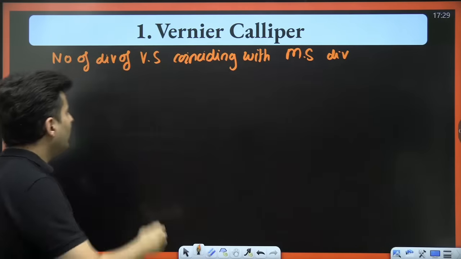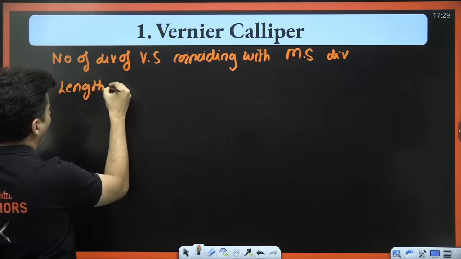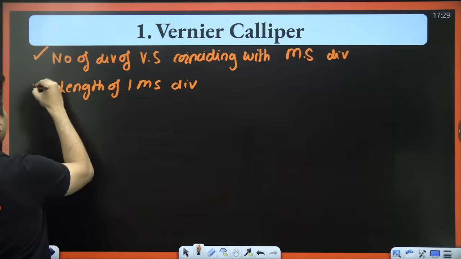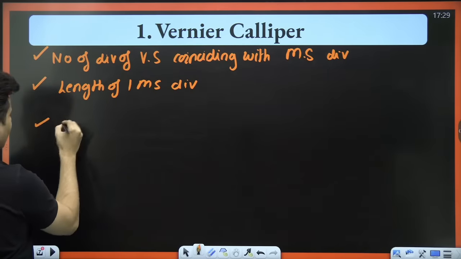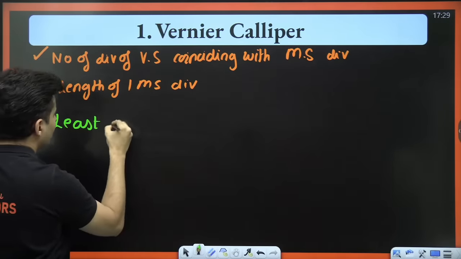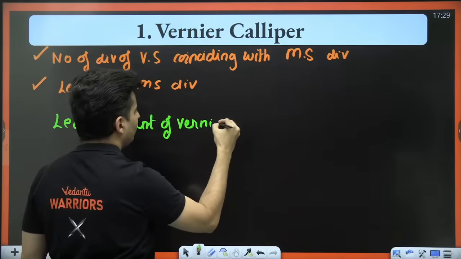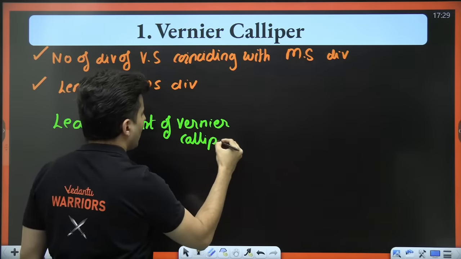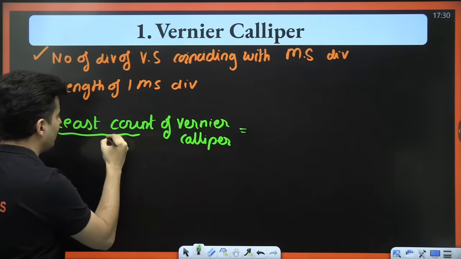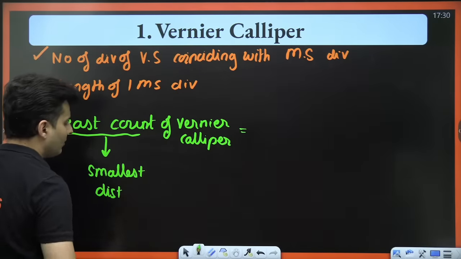Just using this data, and also the length of one main scale division will be given to you. Just using these two data points, what you can find is basically the least count of the vernier caliper. And the formula for finding out the least count is the smallest distance that can be measured.